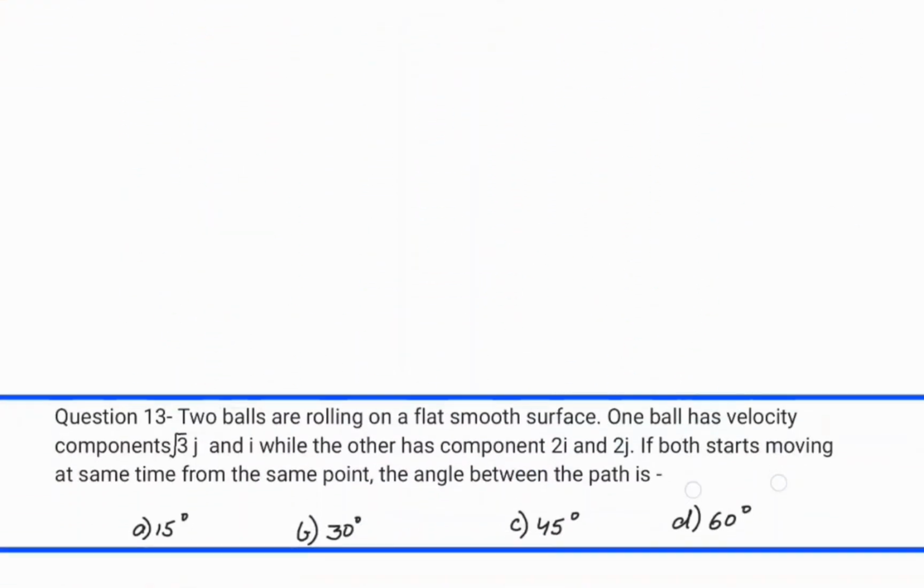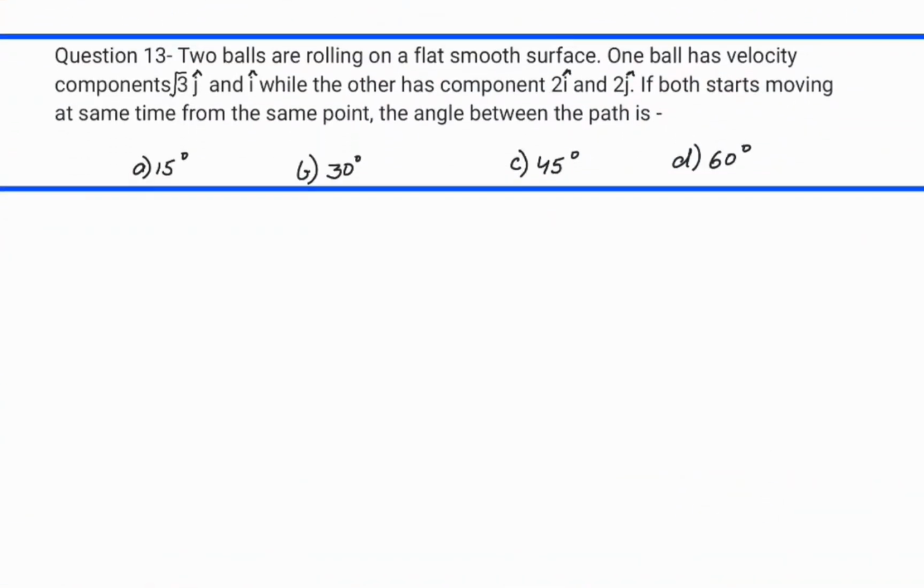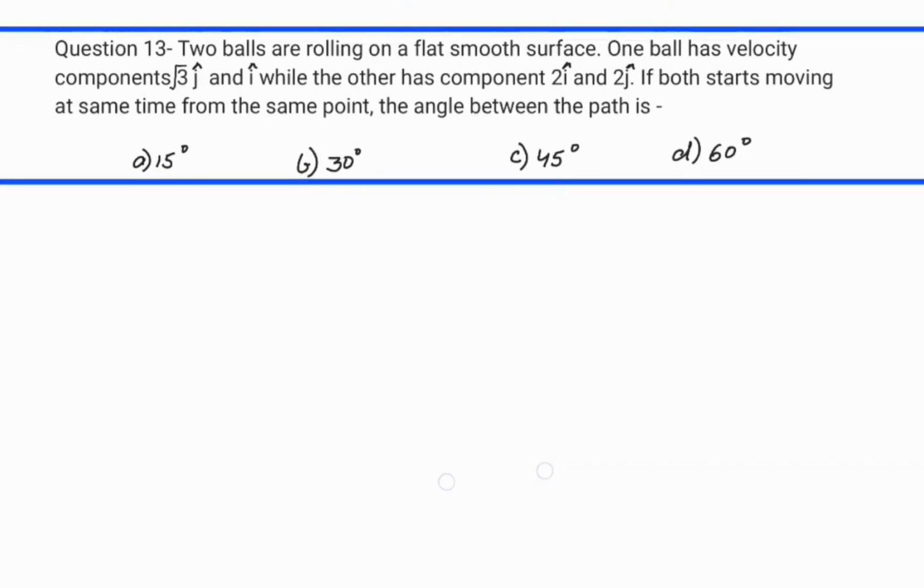Question number 13. Now read question number 13. Two balls are rolling on a flat smooth surface. One ball has a velocity component root 3 j cap and i cap, while the other has components 2 i cap and 2 j cap. If both start moving at the same time from the same point, find the angle between their paths.